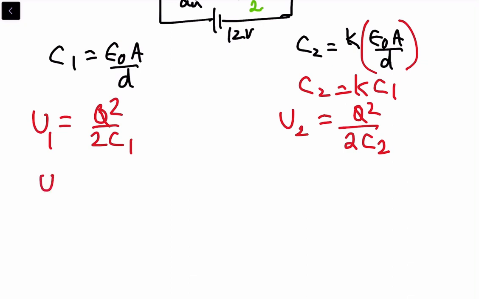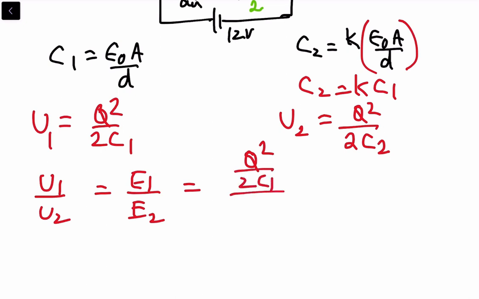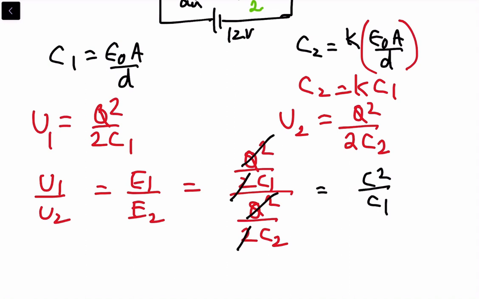Therefore, we can take U1 by U2, or you can also take them as E1 by E2. Nothing is wrong if you use any letter. We want only the answer now. Q square by 2C1 divided by Q square by 2C2. Here you can cancel Q square and Q square, and 2 and 2. So you will get C2 by C1, just a minute, it's not C square, it's C2 by C1. But we got here C2 is equal to KC1. So KC1 by C1. So that is what we got now.